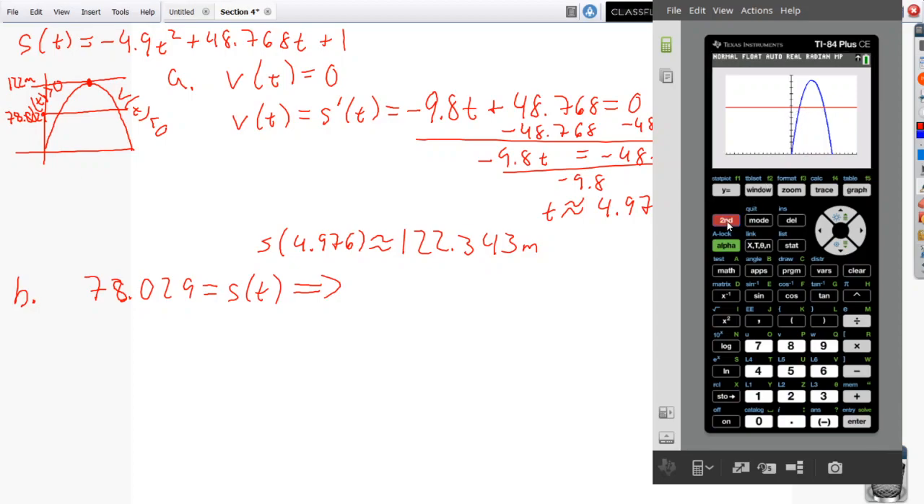And to figure out that time, the easiest way to do this is to go second trace and go to your intersect. Your intersect is going to be at 1.969 seconds. So x is approximately 1.969.